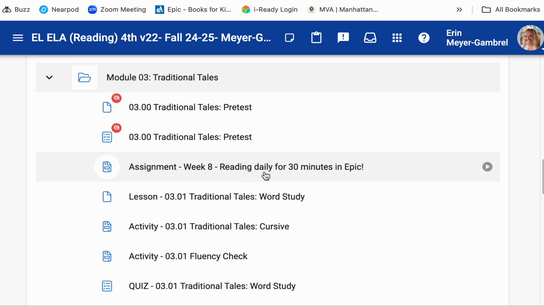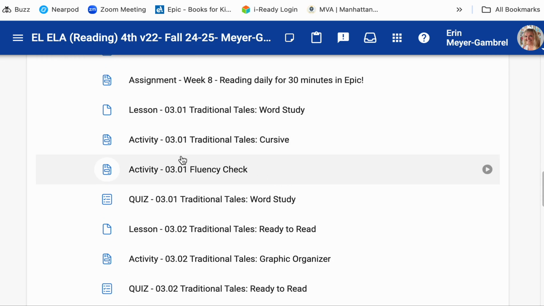Notice we still have 30 minutes of reading. Okay, we have our word study lesson. You're going to have a cursive handout and a fluency check to turn in and a quiz.